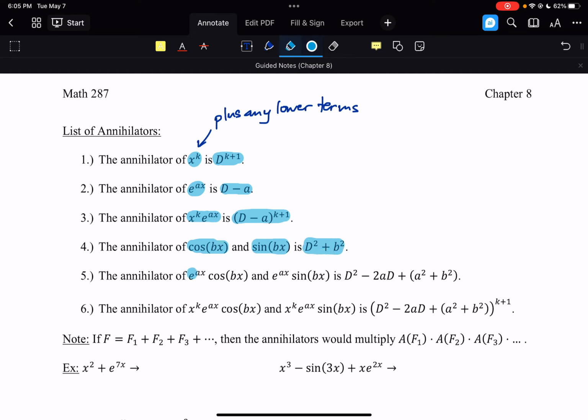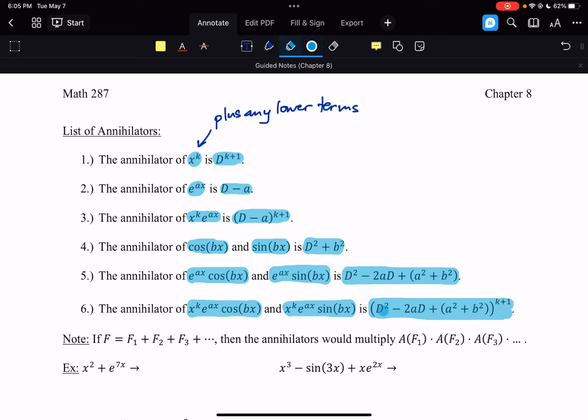The annihilator of e to the ax cosine of bx and e to the ax sine of bx is this expression. So that's D squared minus 2aD plus a squared plus b squared. And the annihilator for the expression with x to the k times e to the ax times cosine of bx or sine of bx is essentially just a combination of their separate annihilators. So we've got D squared minus 2aD plus a squared plus b squared, all raised to the k plus 1.